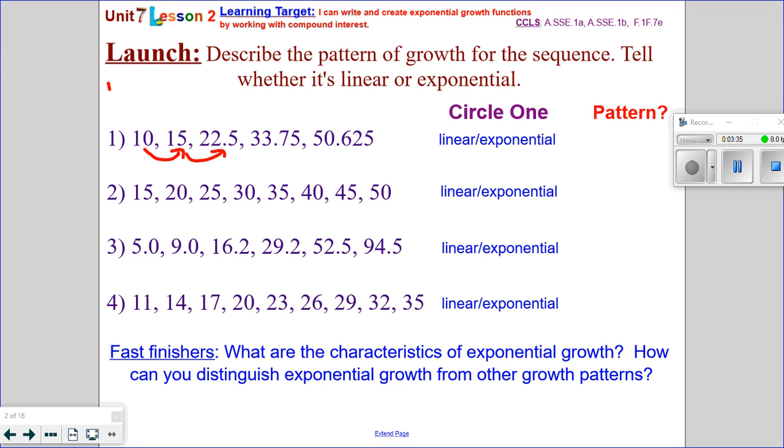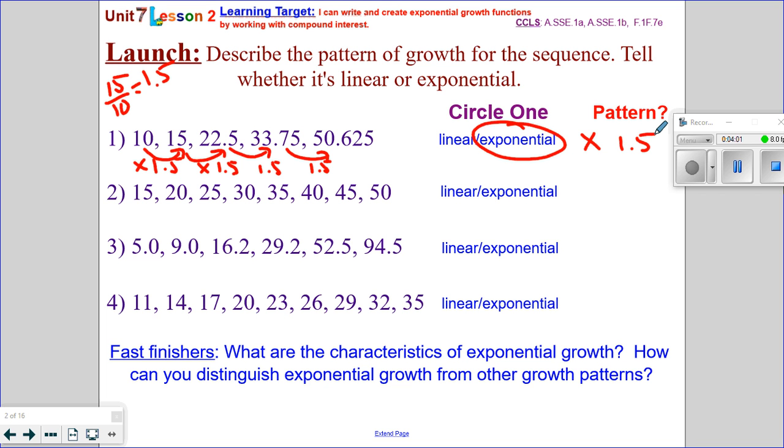So if you do 15 divided by 10, like I said, you should get 1.5. And if you multiply by 1.5, multiply by 1.5, multiply by 1.5, and then multiply by 1.5, that would definitely be exponential. And the pattern is, you could put times 1.5. Right? Try to see the pattern in 2, 3, and 4, and circle whether or not you think it's linear or exponential based on the pattern. Press pause now.